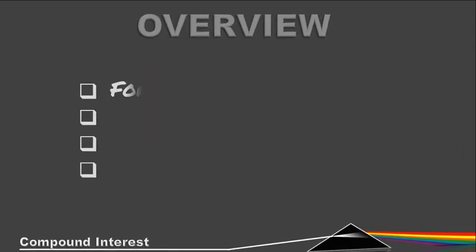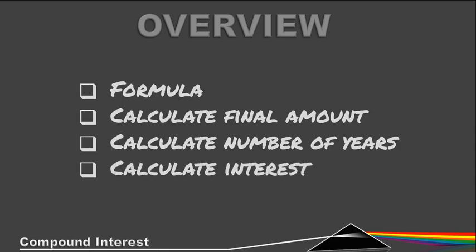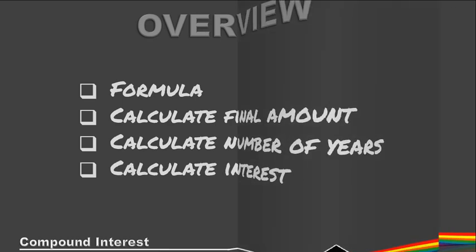Right, so an overview of this video, we're going to look at the formula, then how to calculate the final amount, then calculating the number of years. Now what's important is calculating the number of years. The method that we're going to use in this video applies only to grade 12s. So if you are grade 10 or 11, you can skip that section. And then finally calculating the interest.